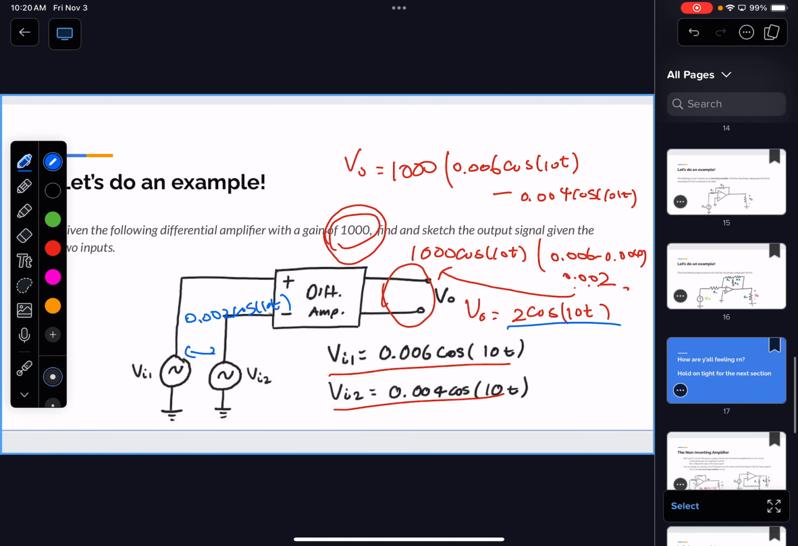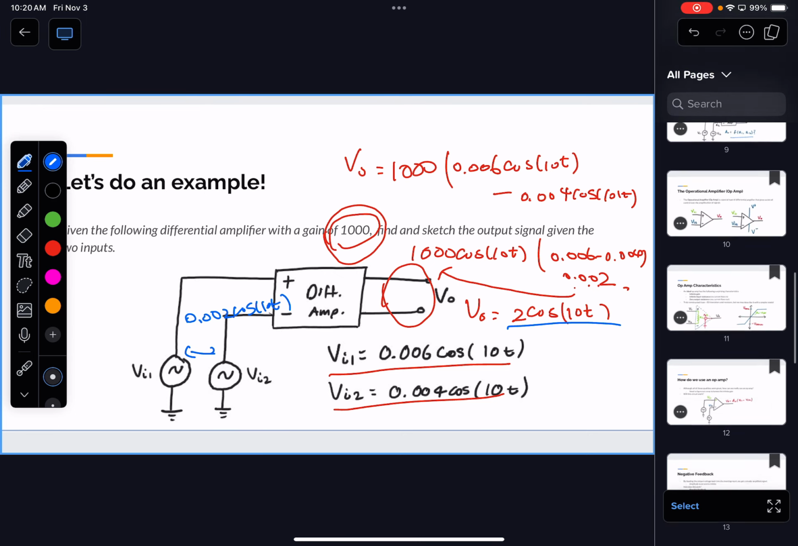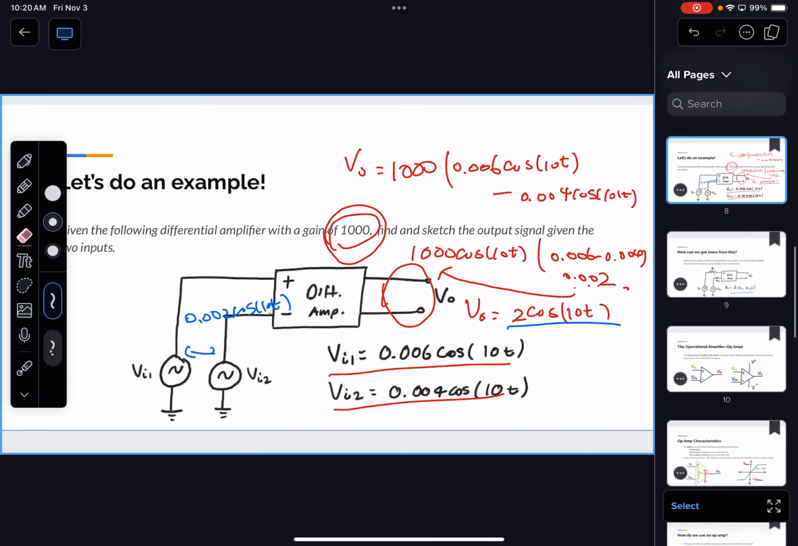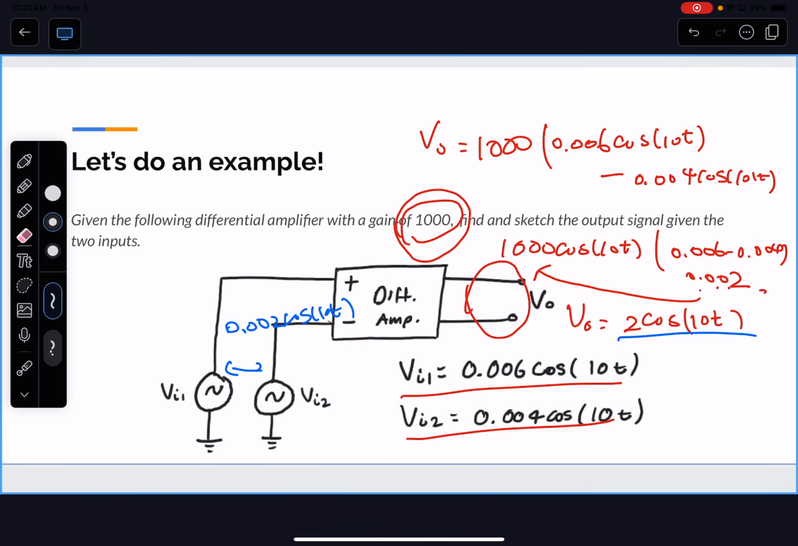Let's see where we at. No? All right. So let me see where I am. Okay, we need to go faster here.